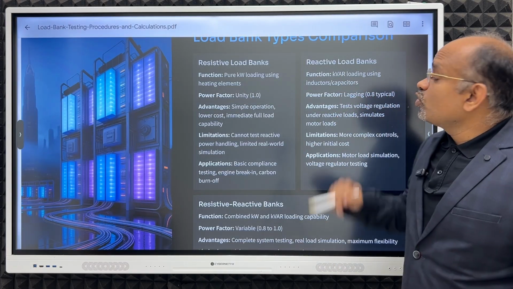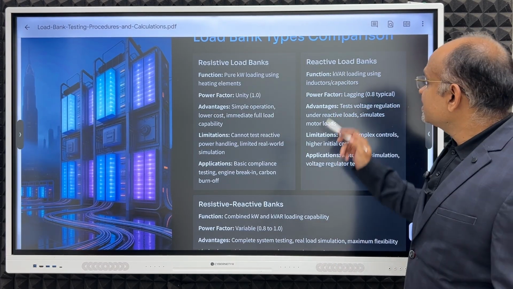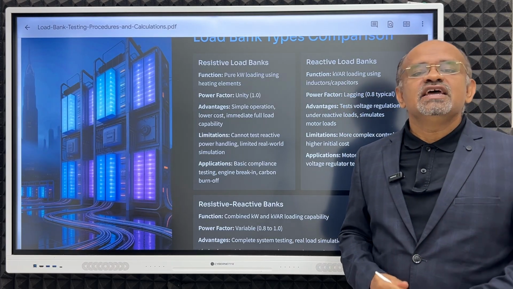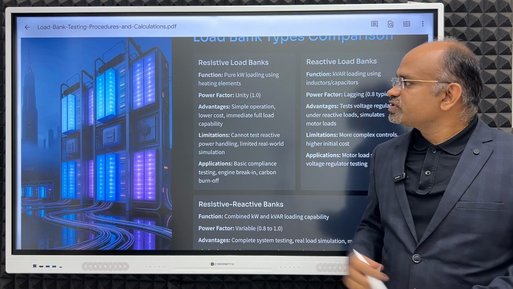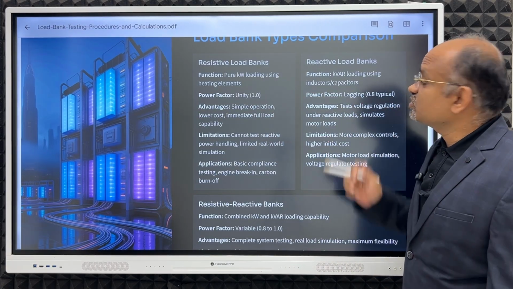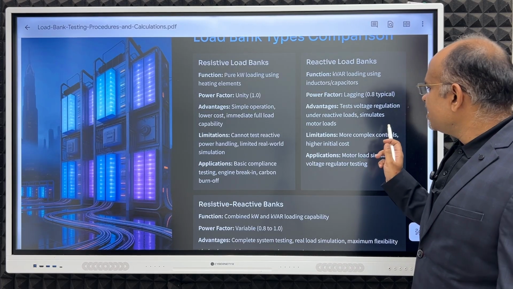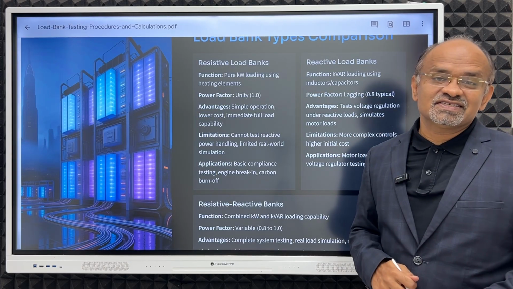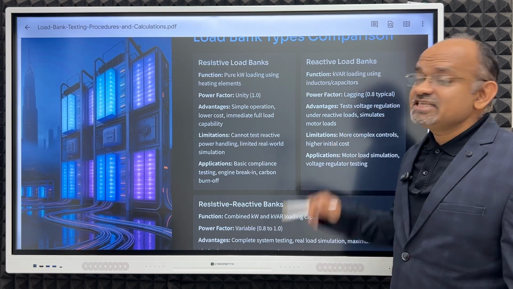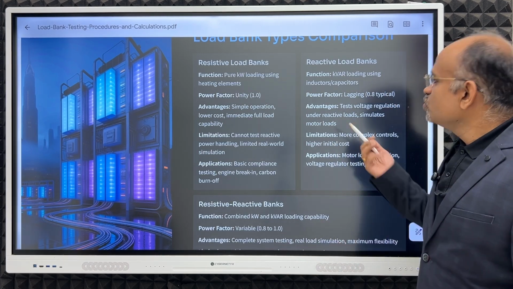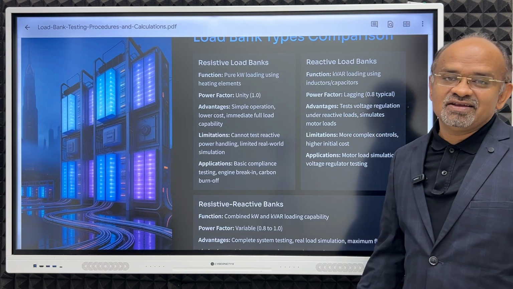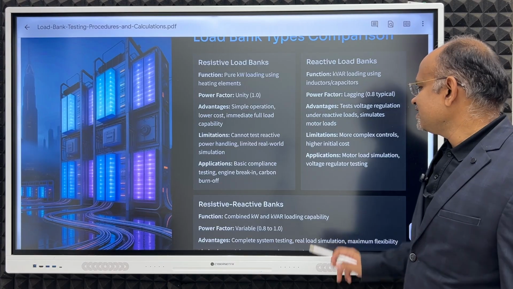Now, reactive load banks. What is the reactive load bank function? KVAR loading using inductors and capacitors. Inductors and capacitors are used. Resistive loads are not there in these banks. It's only inductive banks. You can simulate purely motor loads. Whenever you have a pure inductive or capacitive load, then these banks are used. The power factor is lagging 0.8 typical, which is designed for diesel generators.